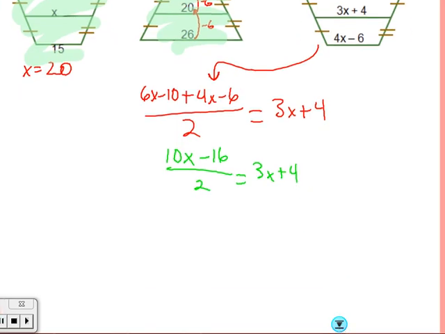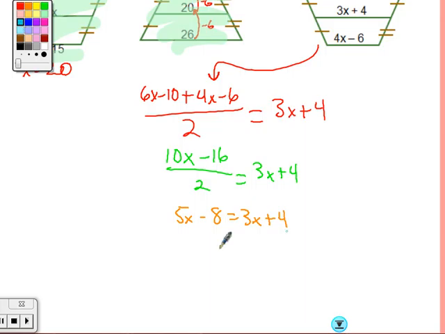I can divide 10x and negative 16 by 2, so I get 5x minus 8 equals 3x plus 4. Add 8 to both sides, get 12. Subtract 3x from both sides, get 2x. 2x equals 12, so x equals 6.